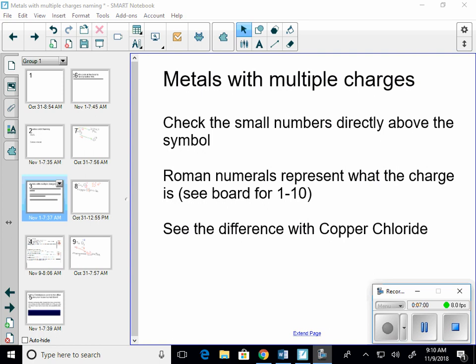Because what we are going to introduce to you today is some metals on the periodic table, when we do our naming, they have more than one charge. That's why we're dealing with metals with multiple charges here.